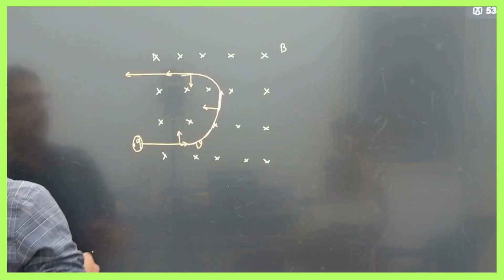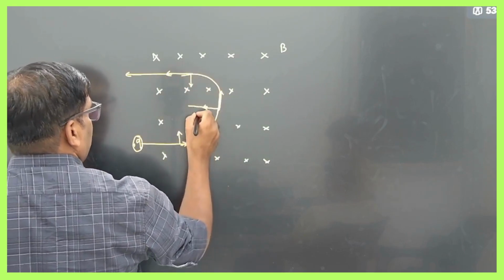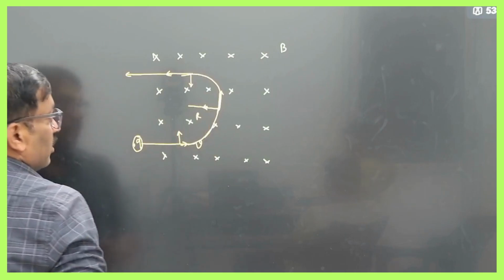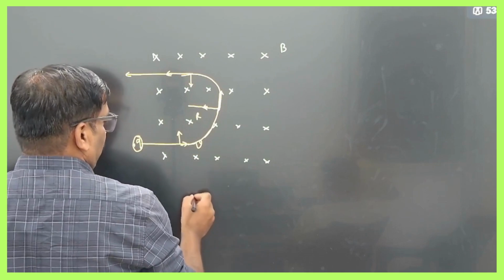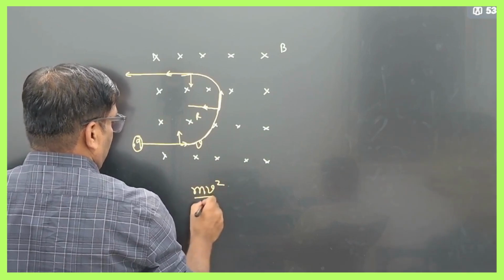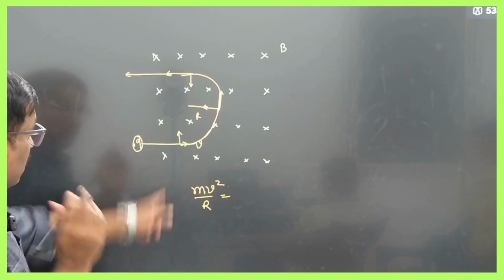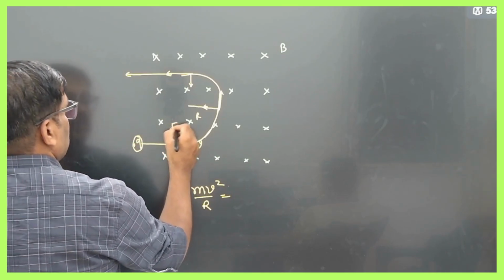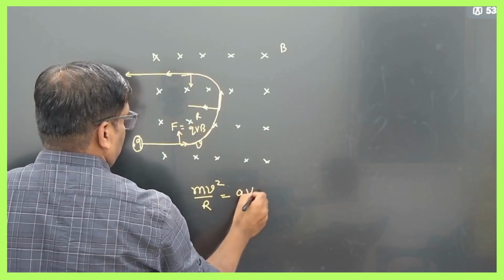Now what will be the radius of this one? We can calculate the radius of curvature of this one, no? So here a circular path is there, means centrifugal and centripetal force, no? What is the centripetal force? So mv square by r, right. So what is the other force? This force is nothing but q into v into b.